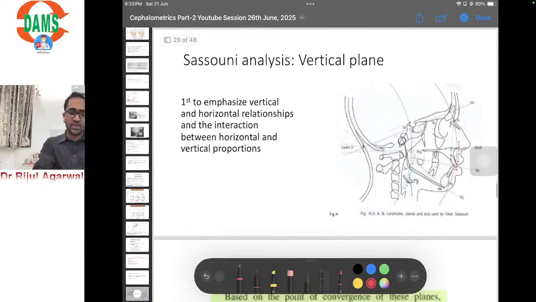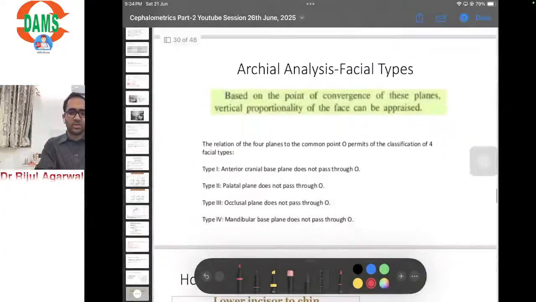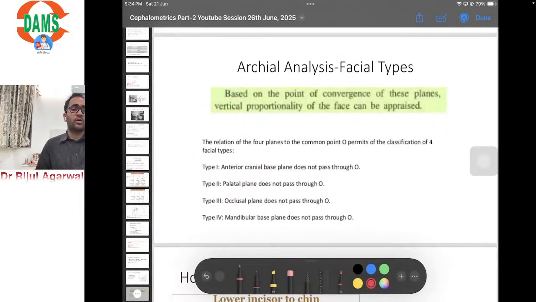So till now we have discussed anteroposterior analysis. There is one analysis which deals with the vertical planes, that is the Sassouni analysis. It was the first one to analyze the vertical and horizontal relationships and the interaction between their proportions. Okay, so you don't need to worry, there is not much in it. You just need to remember the planes. It's also an archial type facial type analysis, and it is based on the convergence of these planes, and proportionality of the face can be appraised. So what are these 4 planes and from which point do they pass?